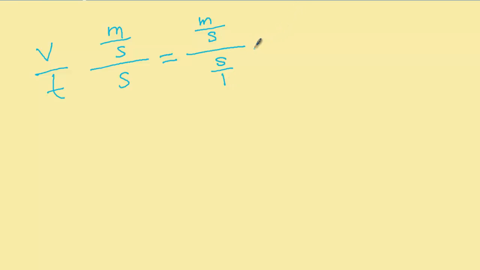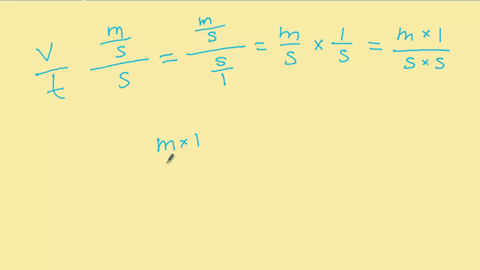We keep what's on top, so meters per second. Then we change the operator to multiply. And then we have the reciprocal, which would be 1 over s. Now we do the same thing. We multiply the top two together, so meters times 1 is meters. And then the bottom two units, seconds times seconds. So let's write that down: meters times 1 over seconds times seconds.